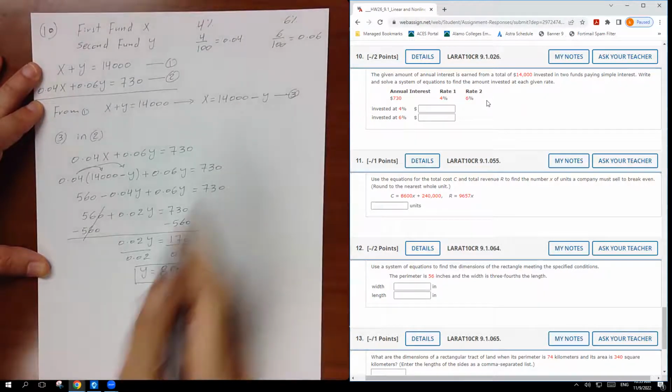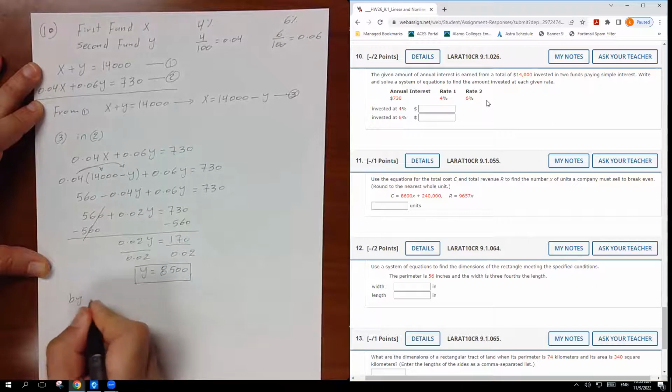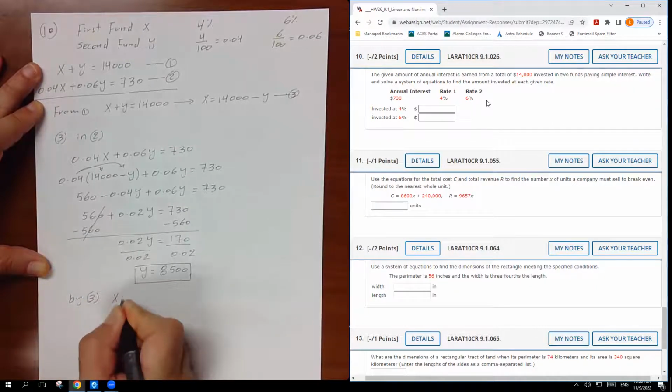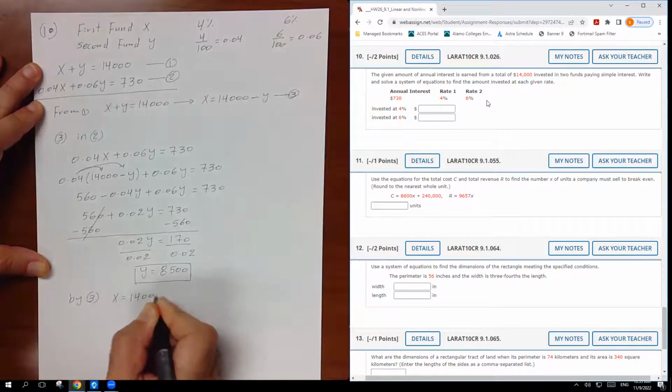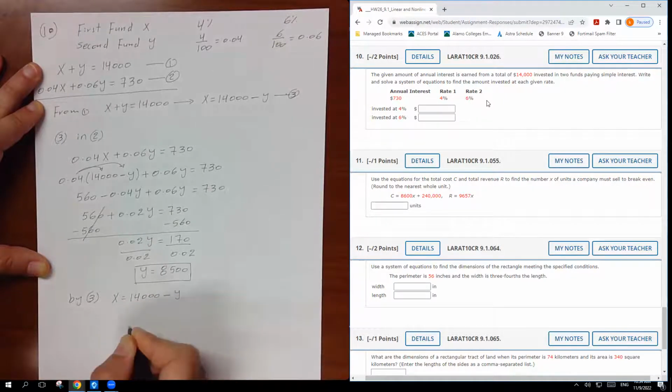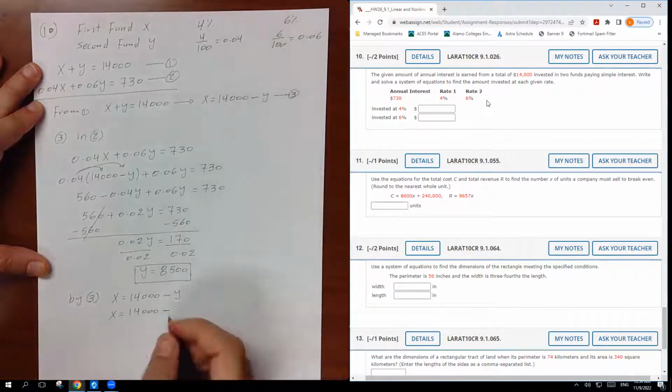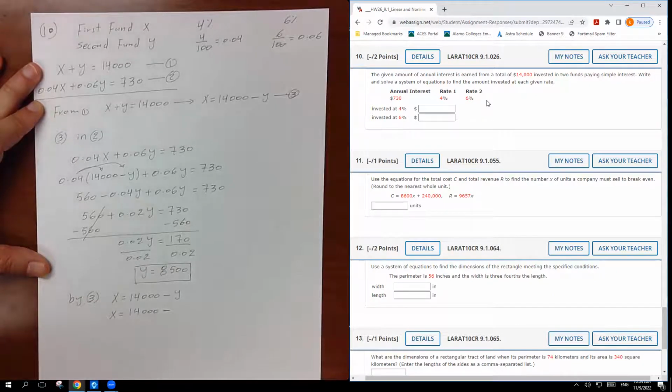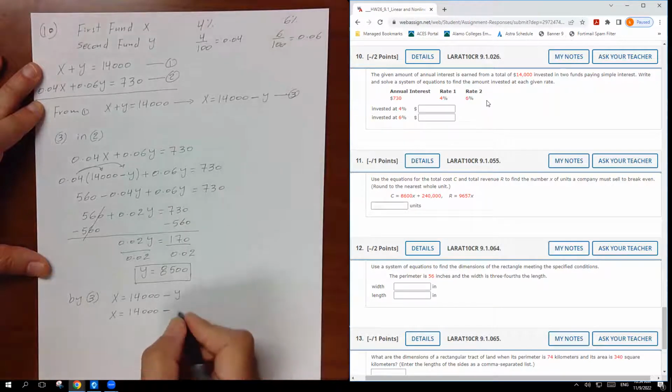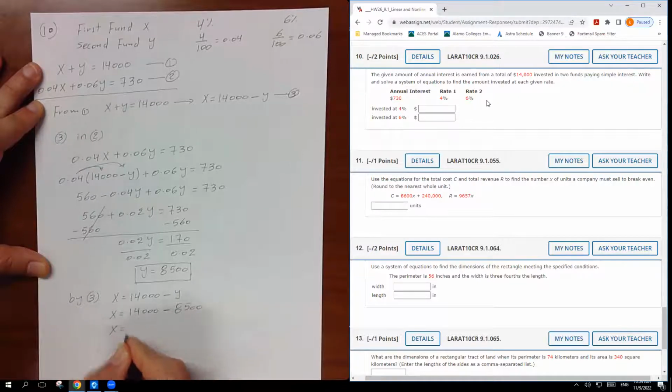Now by 3, x is going to be equal to 14,000 minus y. X is going to be equal to 14,000 minus 8,500. So 14,000 minus 8,500 is going to be 5,500. By 8,500, that means x is going to be equal 5,500.